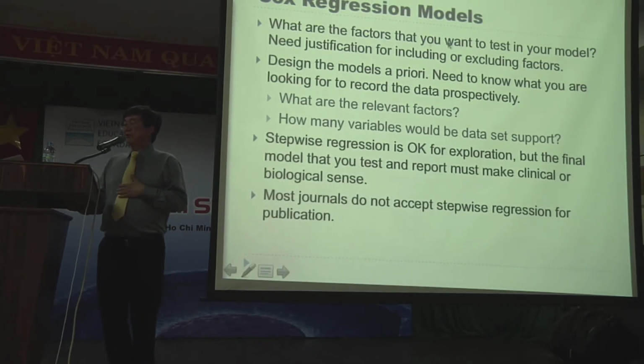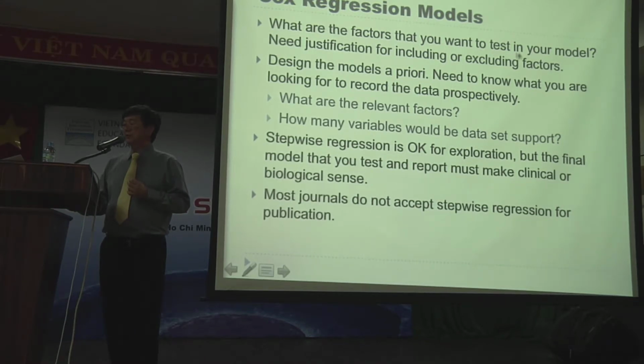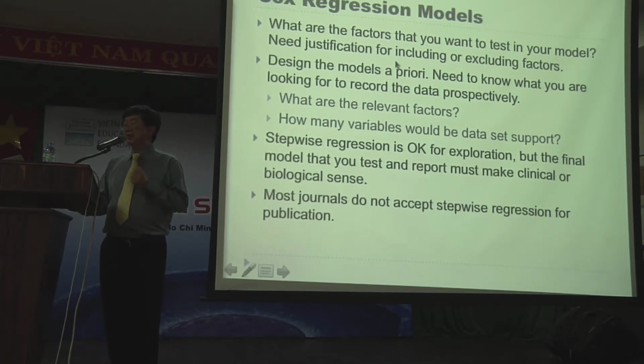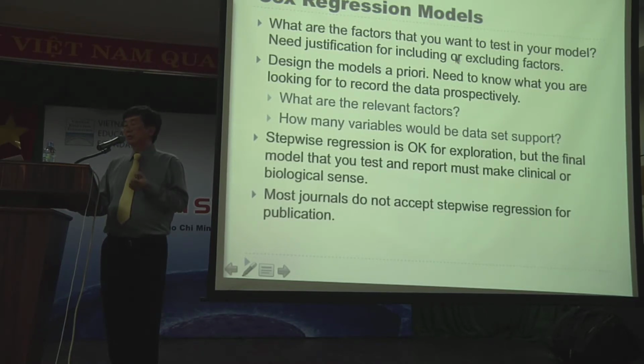So what are the factors that you will want to test in your model? You need justification for including or excluding different factors. Depending on the size of your data set, the number of patients, the number of animals in your study, the number of covariates that the data set can support is limited. And you cannot add every factor in the sun into the data set and expect that you will be able to come out with any meaningful answer.